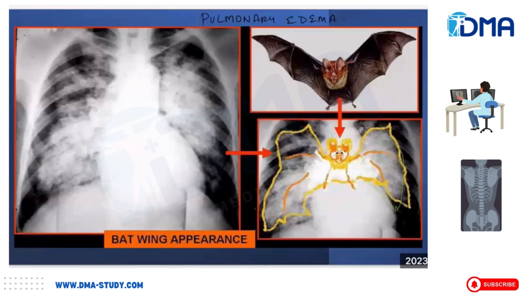Then this is the bat wing sign. Right? This is the bat wing sign that is seen in case of what? Mitral stenosis. Where do you see bat wing? Bat wing is always seen in case of a pulmonary condition. Whenever there is a pulmonary condition, the parenchyma is filled with fluid. Thereby, you have this bat wing.